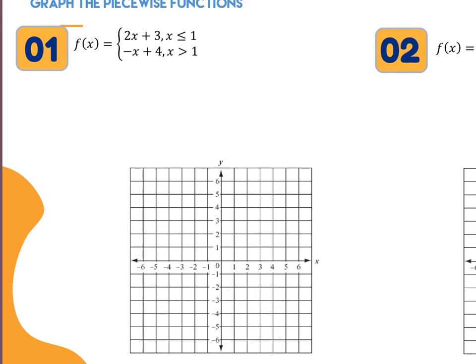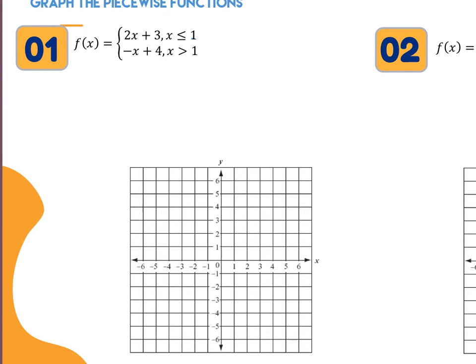So this is piecewise because it has two parts to it, right? It's not just saying graph 2x plus 3. It's saying graph 2x plus 3 if x is less than or equal to 1, and graph negative x plus 4 if x is greater than 1.